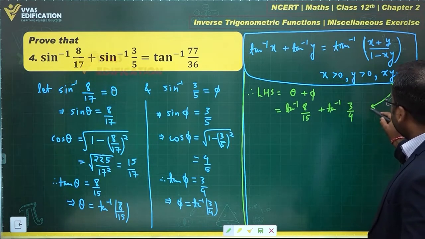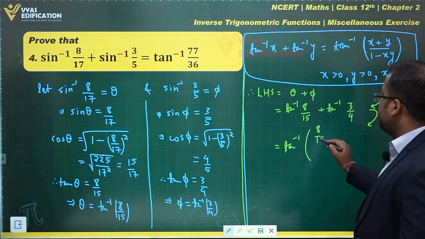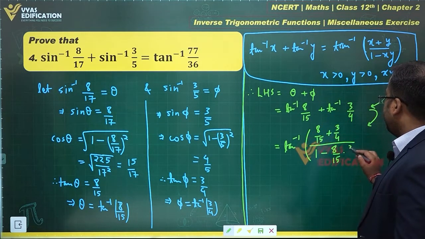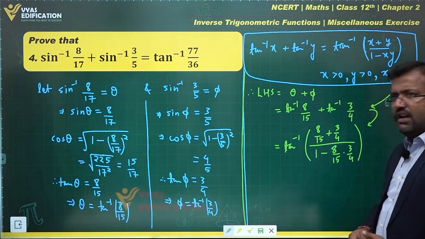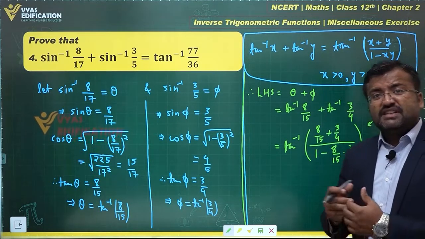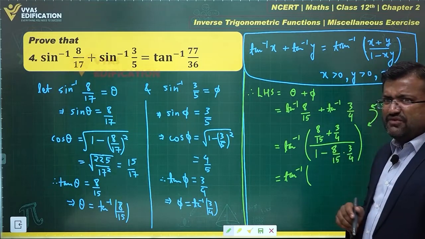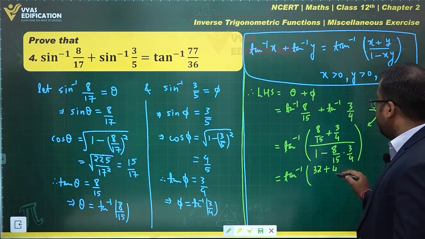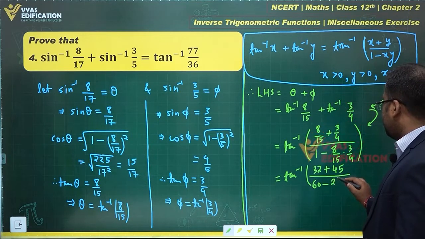So using this identity over here, what do we get? This can be converted into tan inverse of x plus y over 1 minus xy. This is what you are supposed to do, right? Let's take the LCM. Let's multiply by 60 in the numerator and 60 in the denominator, since 15 into 4 is 60. What do you get? This is tan inverse. 60 upon 15 is 4, 8 times 4 is 32. Plus 60 upon 4 is 15, 15 times 3 is 45. Okay, 60 times 1 is 60 minus 60 in the denominator, and this is 8 times 3, which is 24.